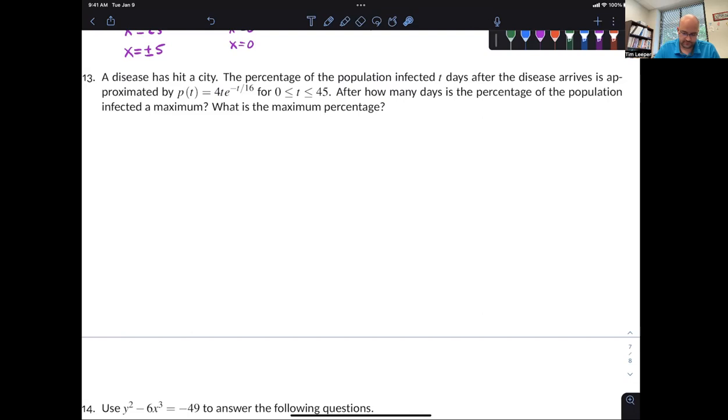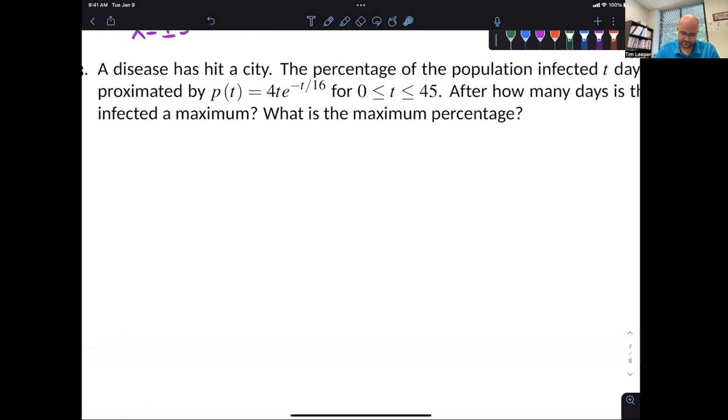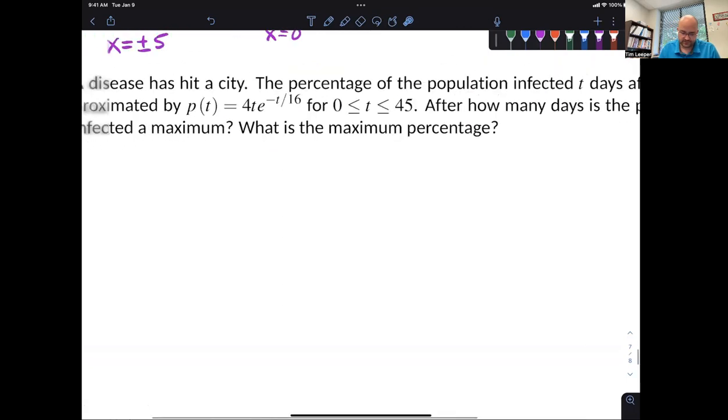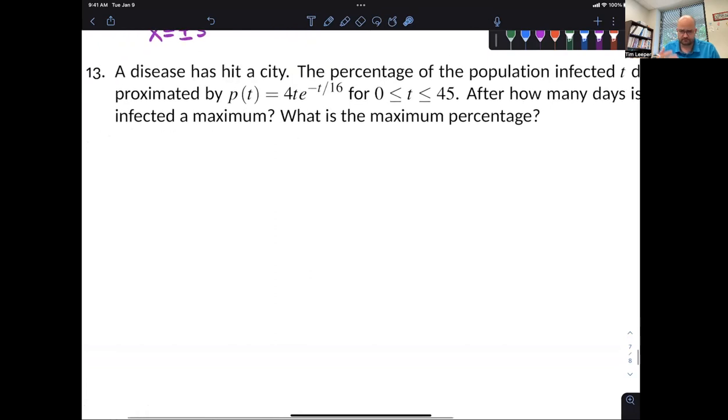So our formula for the percentage is P of T equals 4T e to the negative T over 16. But notice we're given the domain, 0 is less than or equal to T is less than or equal to 45. So we need to find where the percentage is a maximum, and we really want the absolute maximum. So we want to find the derivative. And since we already have the domain, we can find the critical numbers from there.